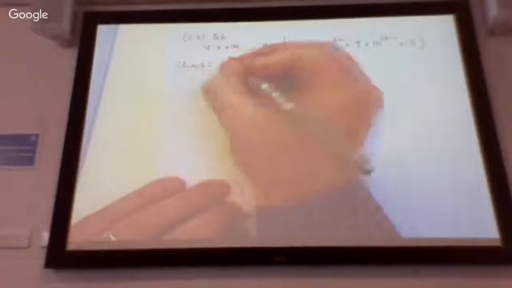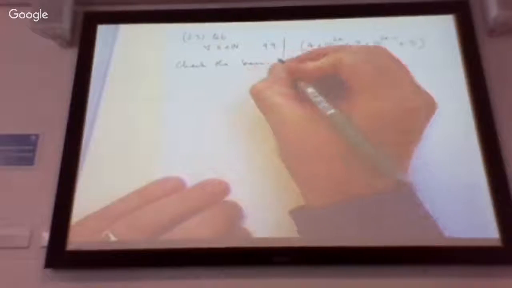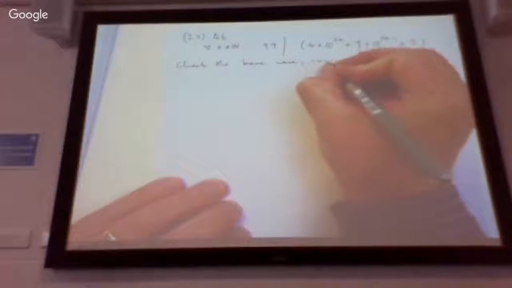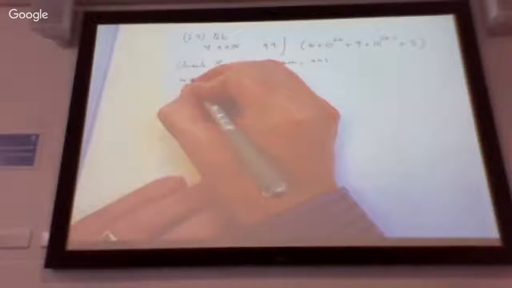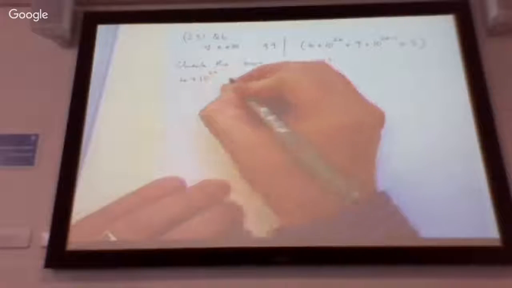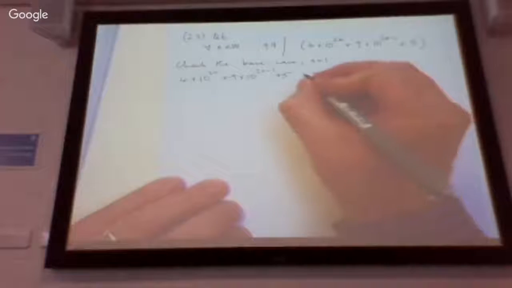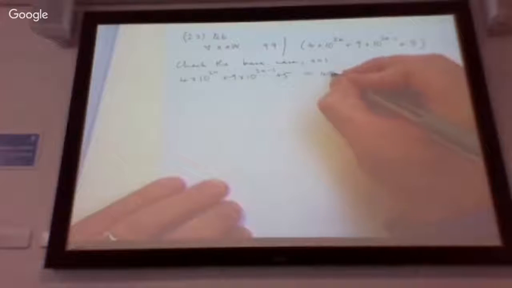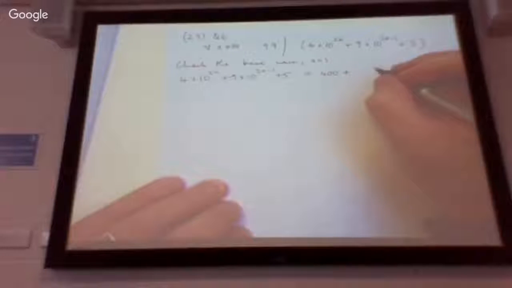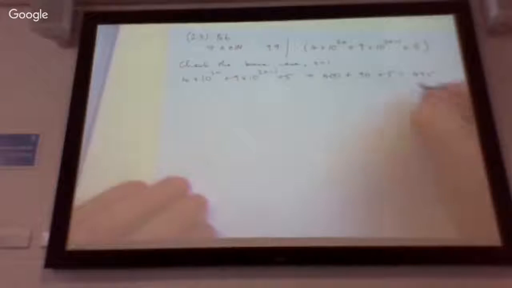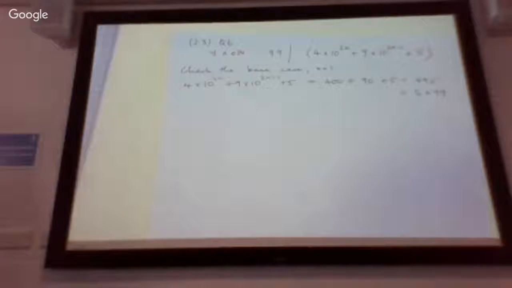So first of all, we check the base case, where n is 1. Well then, 4 times 10 to the 2n plus 9 times 10 to the 2n minus 1 plus 5. What is this actually equal to? It's 400 plus 9 times 10 to the 2 plus 90 plus 5, so it's 495. And yeah, 495 is 5 times 99. So the base case checks out. Base case is true.